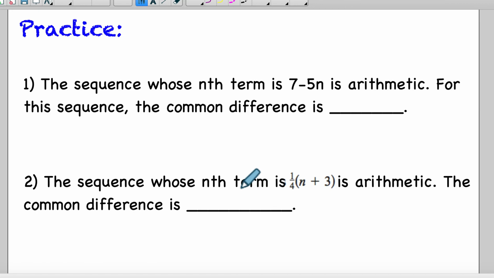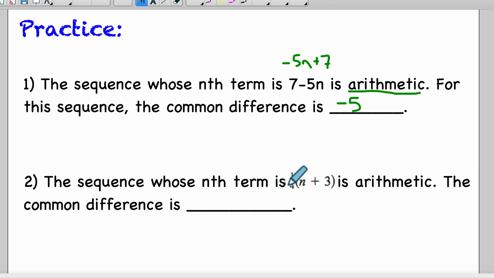All right, this one says a sequence whose nth term, 7 minus 5n, is arithmetic, right? We could probably figure that out just by looking at it. I may reverse the terms and say negative 5n plus 7 so that I see it in mx plus b form, just written in a different form. It's still a line if it was going to be graphed. So that tells me it's an arithmetic sequence. They didn't have to tell me that. But for this sequence, the common difference is, and you can see the slope of that line would be negative 5. So that first term would be one number, and then it would go down by 5, down by 5, down by 5, on and on and on.